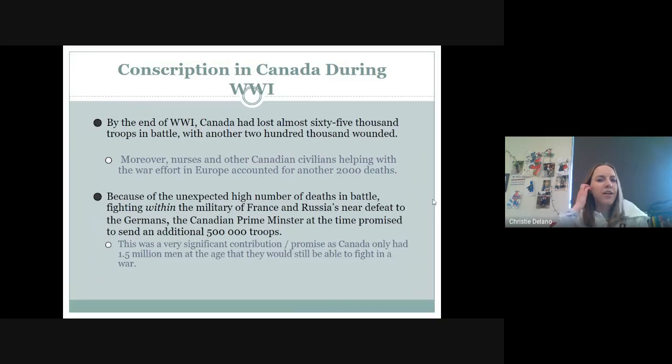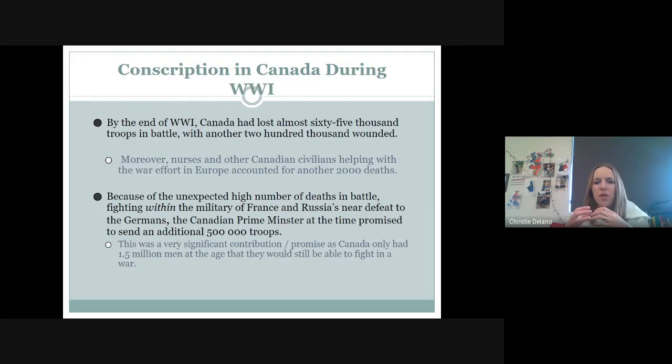So conscription in Canada during the First World War. Conscription was a very divisive issue. And by the end of the First World War, Canada loses 65 to 66,000 troops in battle, and another 200,000 or more get injured. And we've got these high mortality rates, not like in Europe, but still very high for the contribution, right? 10% or so of our soldiers.